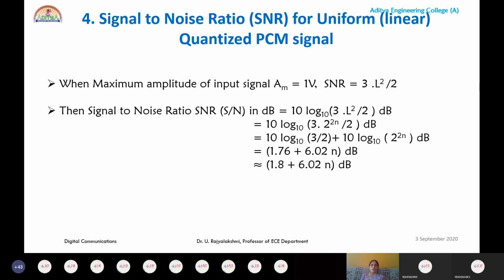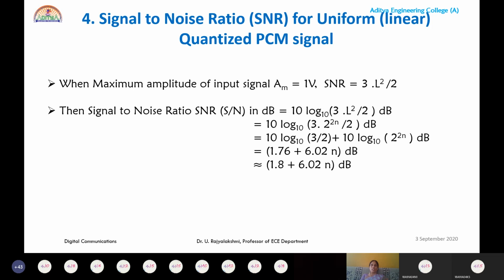So in 3 by 2 L square, please replace L as 2 power n. So L square will be 2 power 2n. So it is in the form of 3 by 2 times 2 power 2n inside the bracket. So 10 log 3 by 2 plus 10 log 2 power 2n decibels. So log 1.5 value is 0.176. Multiplied by 10, you will get 1.76.